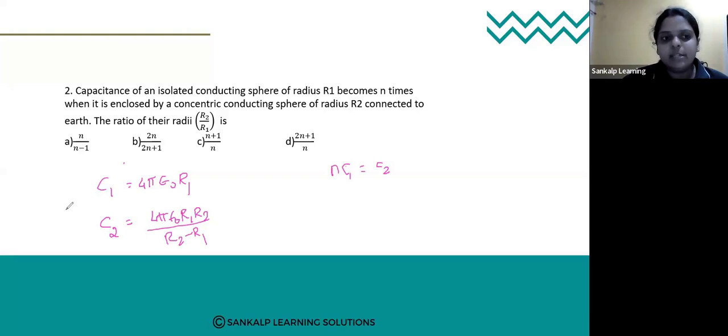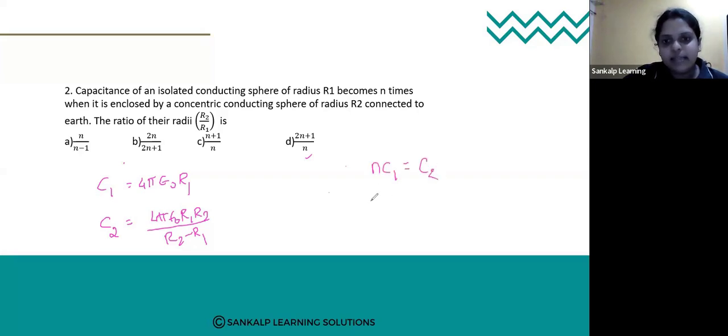So now we can substitute the values here, students. What is the value of C1? What is the value of C2? We can substitute and let us see what we get after simplification. So after simplification, we have n of C1 is equal to C2.